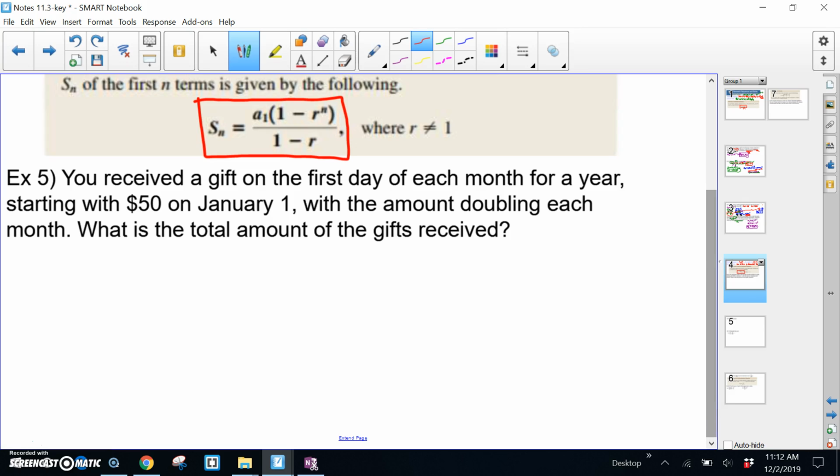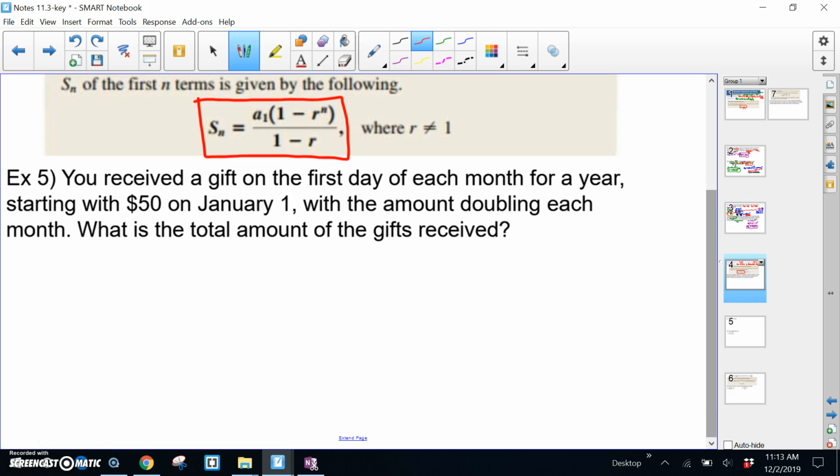Number 5 says you received a gift. We're back to this again. You received a gift on the first day of each month for a year, starting with $50 on January 1st. With the amount doubling each month, what is the total amount of gifts received? So last time we saw this question, it was just what did we get December 1st? Now it's what did we get January plus February plus March plus what's the total of all of that?